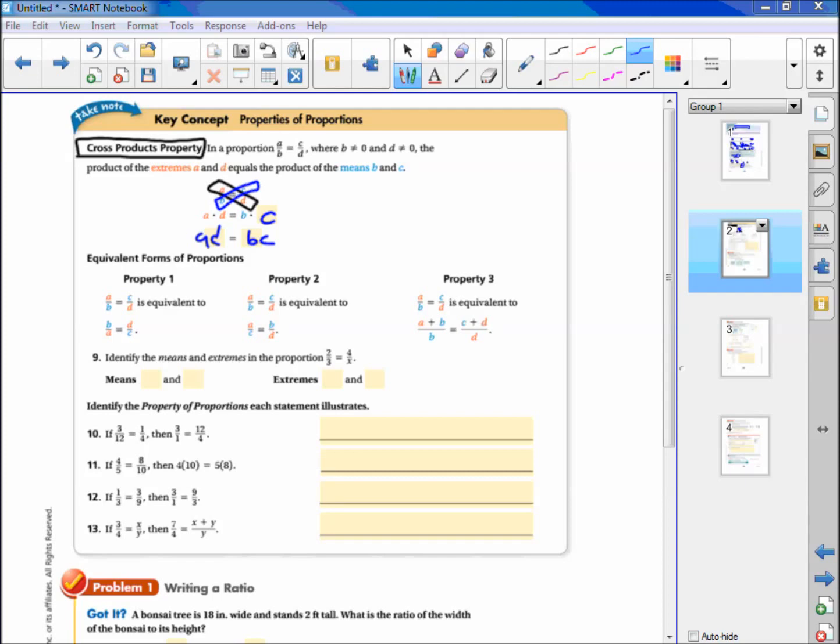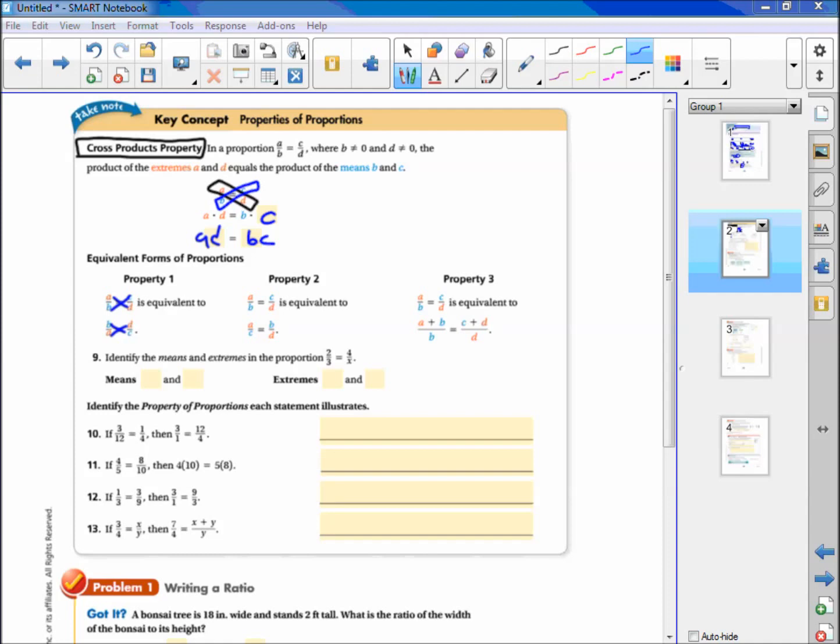Proportion property number 1: if A over B is equal to C over D, that's the same as B over A equals D over C. So let's check our cross products just to show that they're the same. Here we would have AD for the extremes, and the means this time are AD. So we're still going to get the same side. And the same with the BC. So this is BC and BC. So our cross products are equivalent. So it doesn't matter where you put them. Sometimes you want to compare A to B first, or sometimes you want to compare B to A, so you can flip them upside down. It doesn't make a difference.